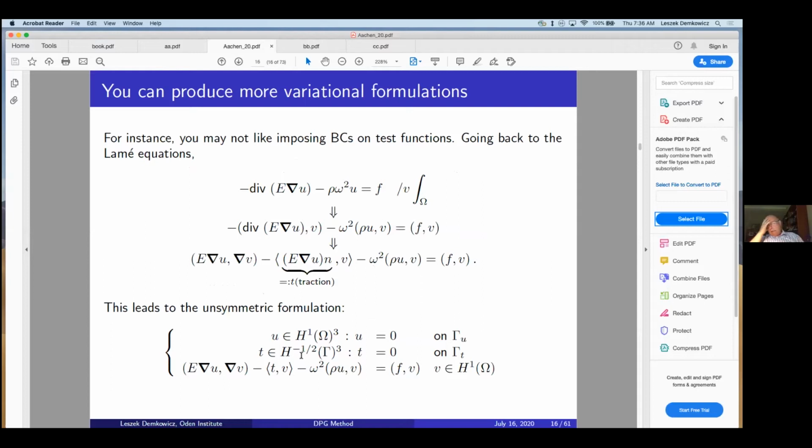Is that it? The answer is no. Once you start playing this game of different variational formulations, you can introduce many more. For instance, you may not like imposing boundary conditions on test functions, which we did. So here's the classical derivation of the principle of virtual work. You start from the Lamé equations, multiply with v, integrate over omega, integrate by parts, and you end up with a traction on the boundary, right?